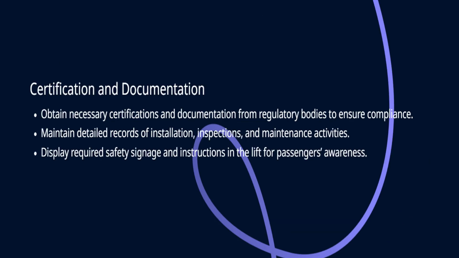Certification and documentation. Regulatory compliance. After successful testing, it's time to finalize the installation by obtaining certifications and documentation. Obtain certifications. Certifications from relevant regulatory bodies confirm that the lift meets all safety and performance requirements. Maintain records. It's important to maintain detailed records of the installation process, inspections, and ongoing maintenance activities for future reference. Display signage. Don't forget to display the required safety signage inside the lift, which includes operating instructions and emergency contact information.